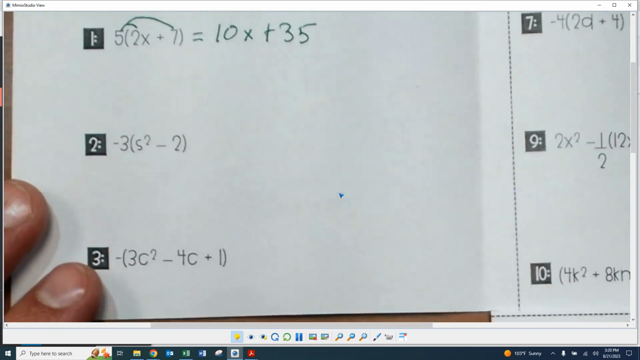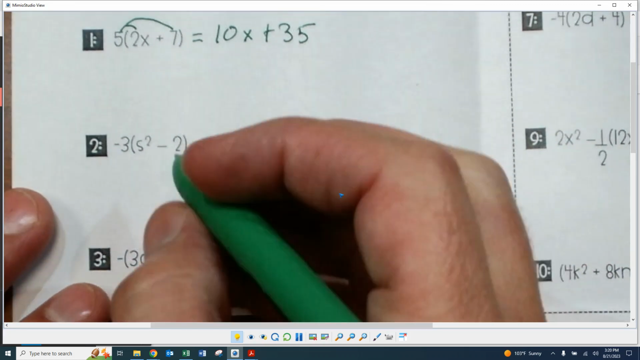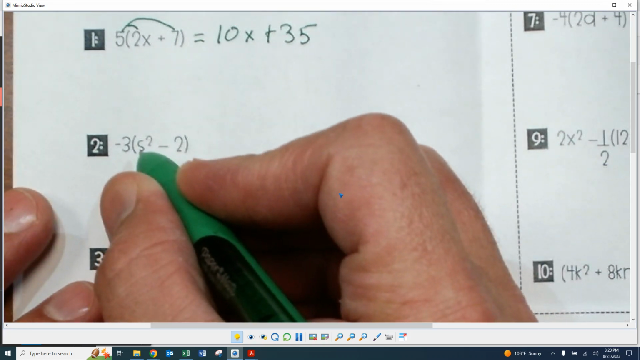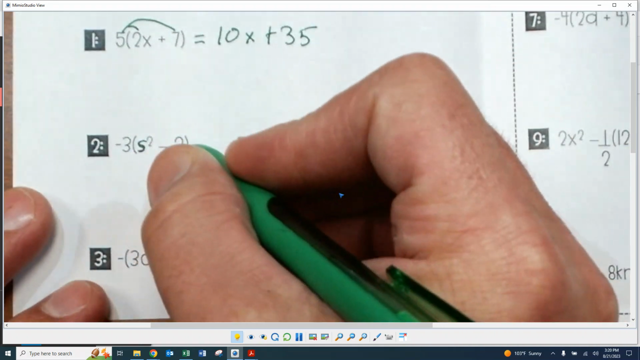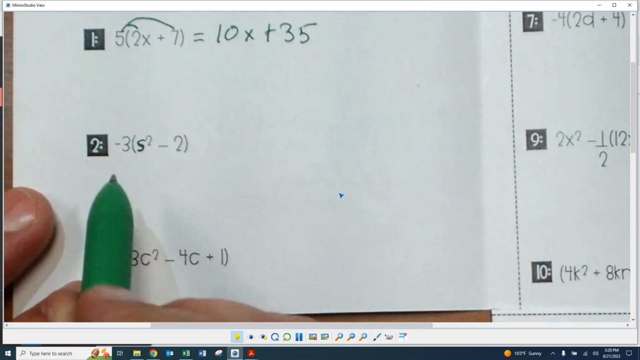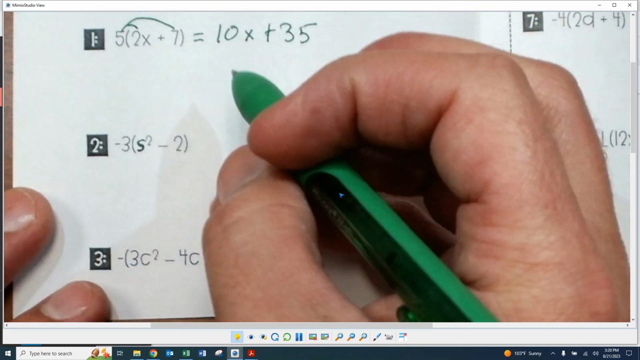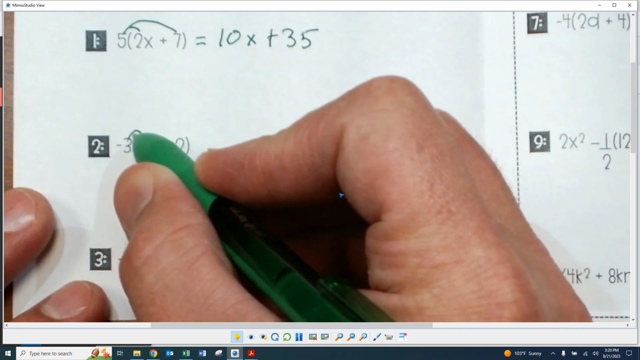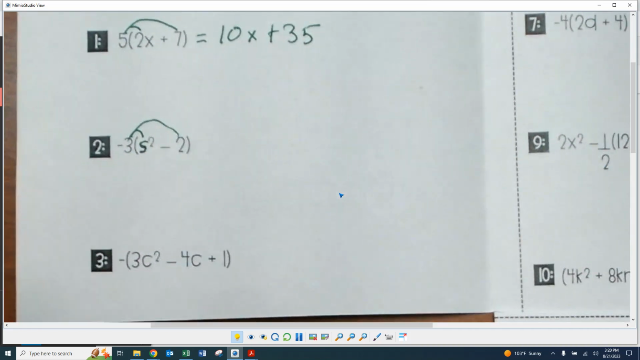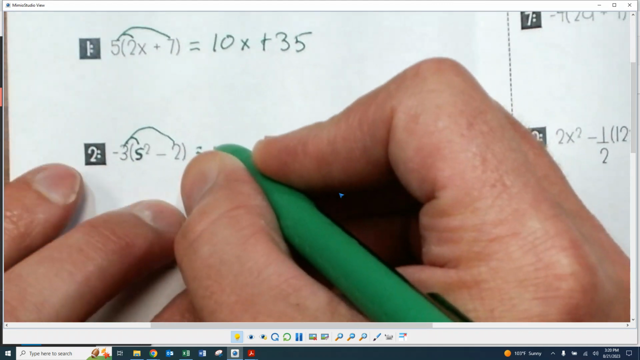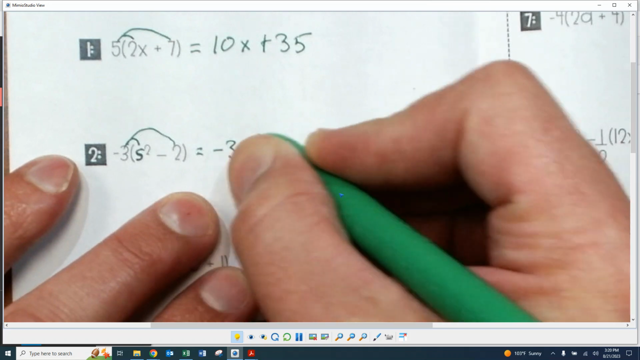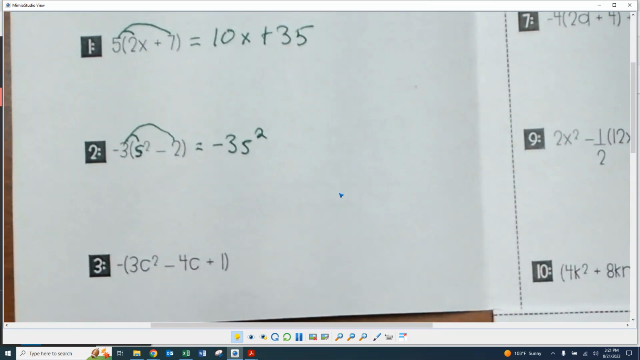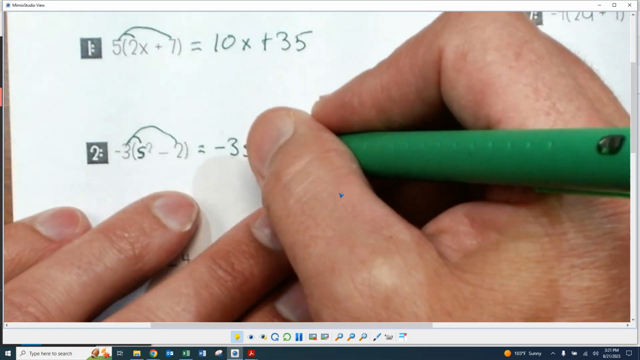Looking at our second expression, we have s squared. This is not a 5, that's the letter s. Minus 2 inside the parenthesis. And we have negative 3 outside the parenthesis. So we distribute the negative 3 to every term inside the parenthesis. Negative 3 times s squared. Negative 3 times negative 2 is positive 6.